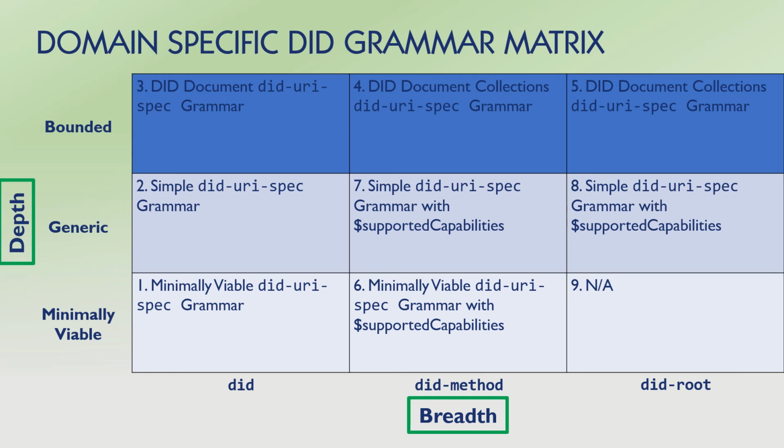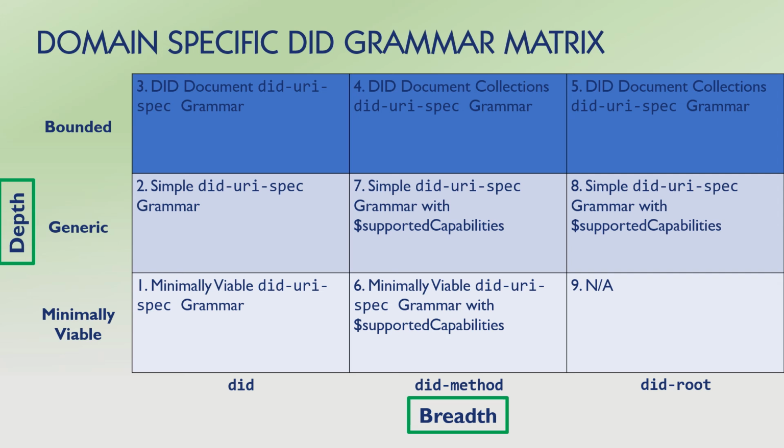And in terms of the rows, which represent the depth, starting at the bottom, we have the minimally viable did-uri-spec grammars. The bottom left corner, grammar number 1, was one of the first grammars we looked at, and you may want to scroll back or rewind the webcast to look at that grammar again. That's the IPID one, the bottom left-hand corner. It only supports DIDs, and it's the minimally viable grammar for DIDs, so no dollar options or transform capability at all.